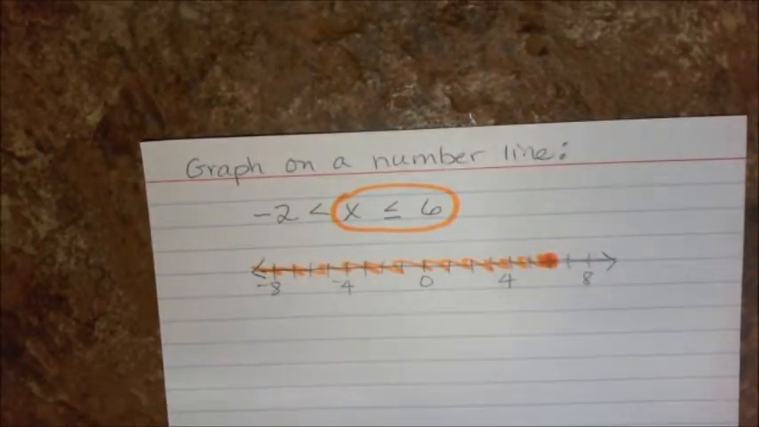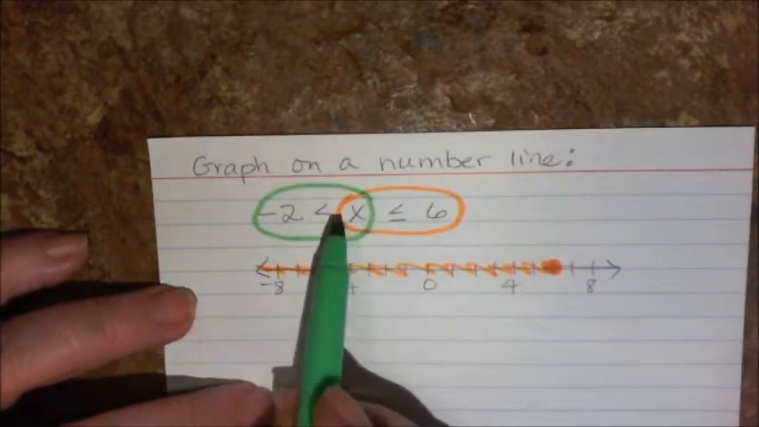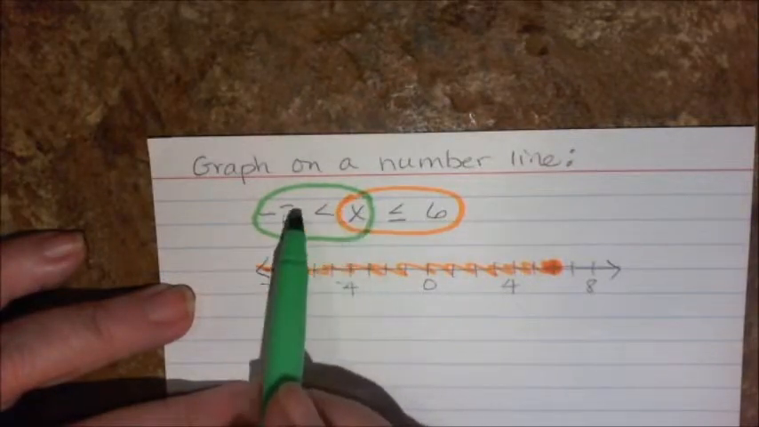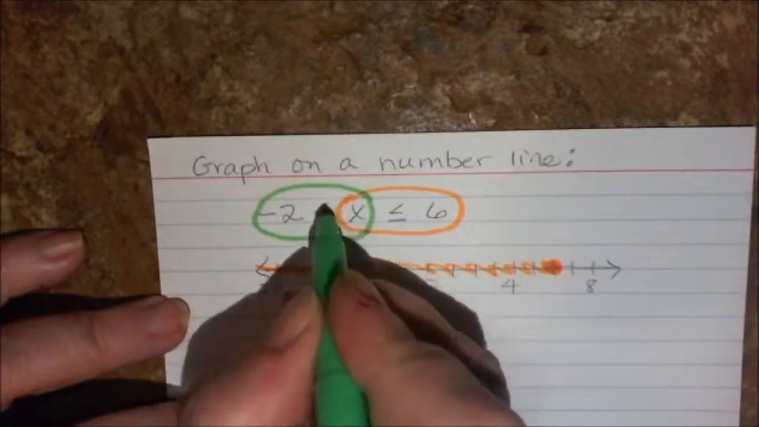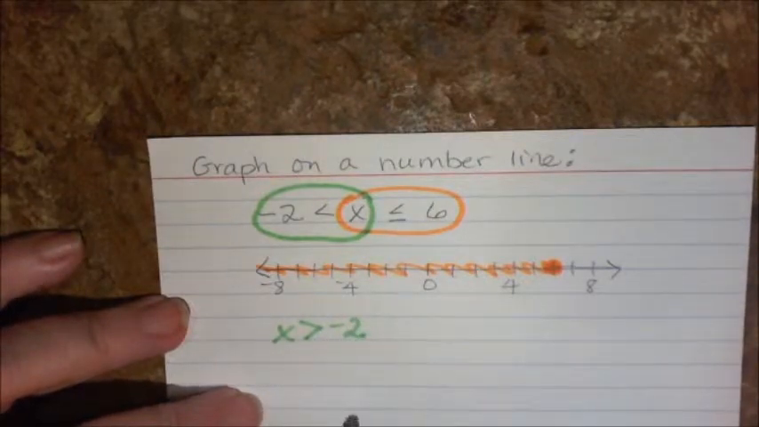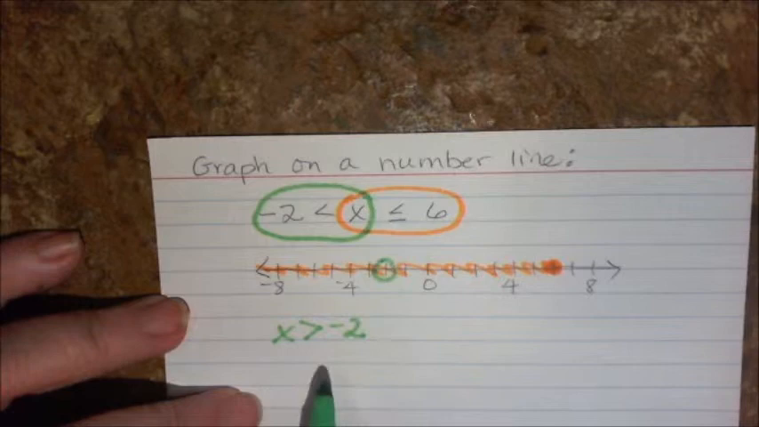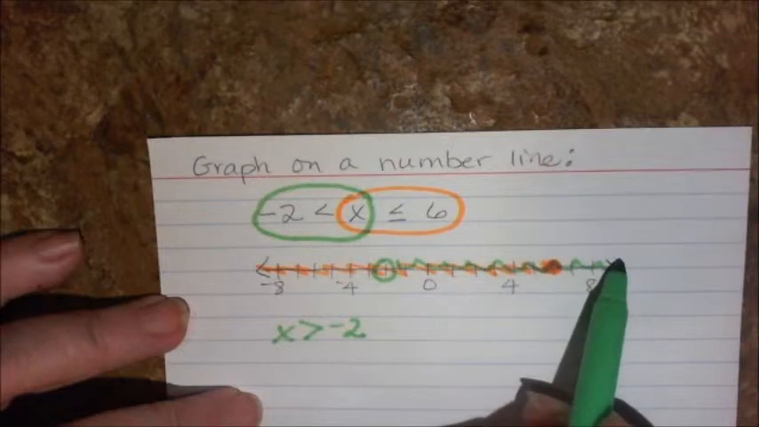Now let's take a look at the other part of the inequality. That would be the x, going this way. It's easier for us if we turn that around and read it backwards so that the x comes first. If the x comes first, it's all backwards, so that would become x is greater than -2. So we find -2 on the number line and we leave it open, and then we shade. Greater than would be to the right of.